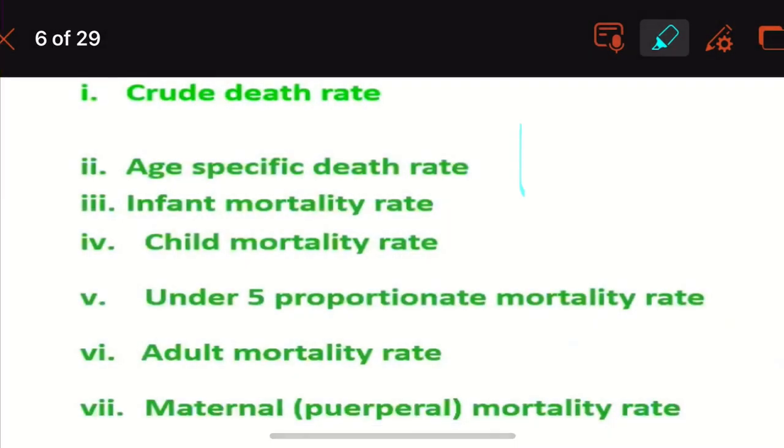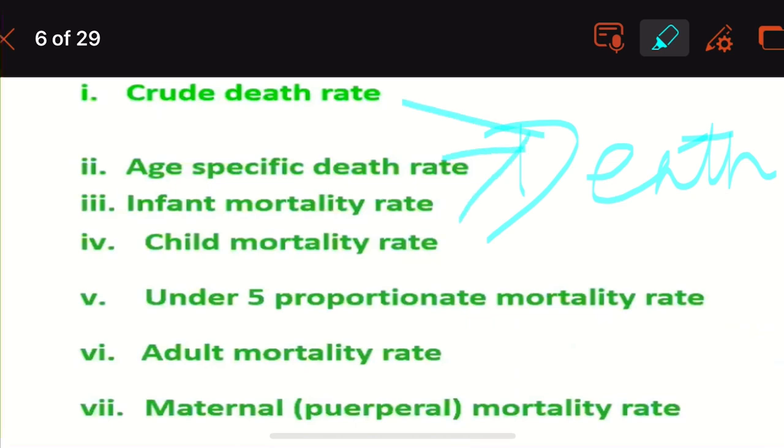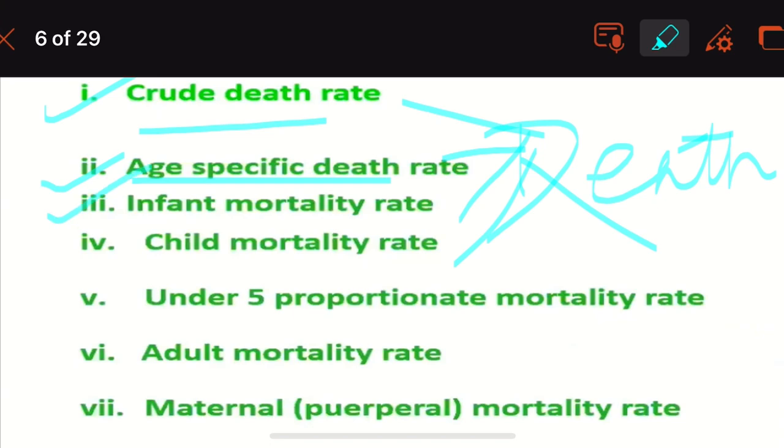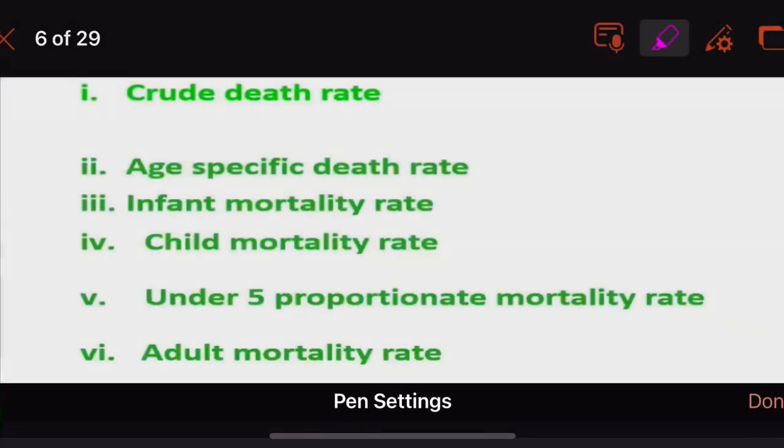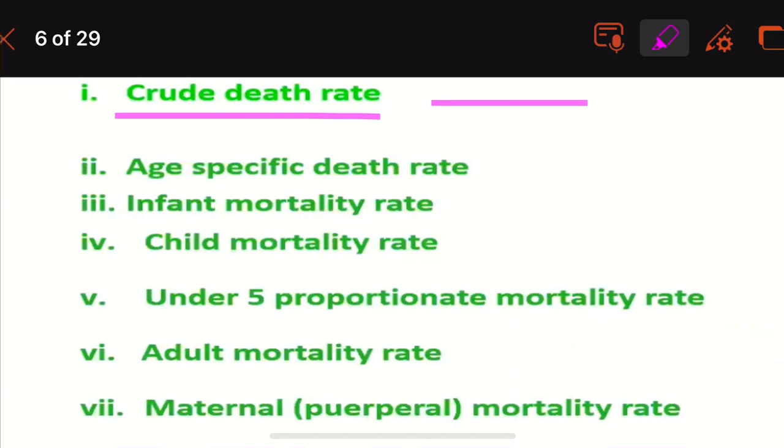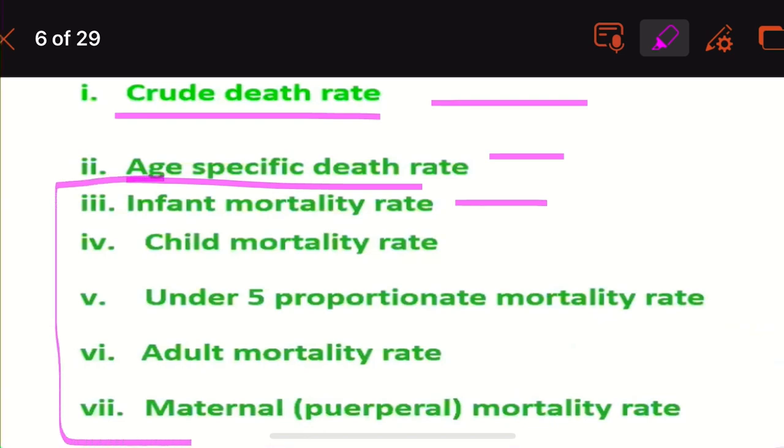So what did I say about mortality? Mortality is the death. So what does this indicate? What are the various things which fall under the mortality indicator? We have crude death rate, age specific death rate, infant mortality, child mortality, under 5 proportionate mortality rate, adult mortality rate, maternal or puerperal mortality rate. So guys, you see here, crude death rate we'll deal with here. Next slides, age specific.